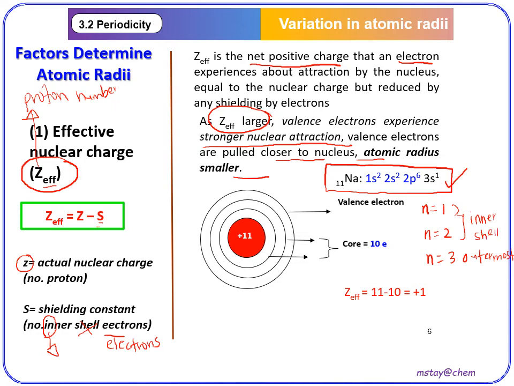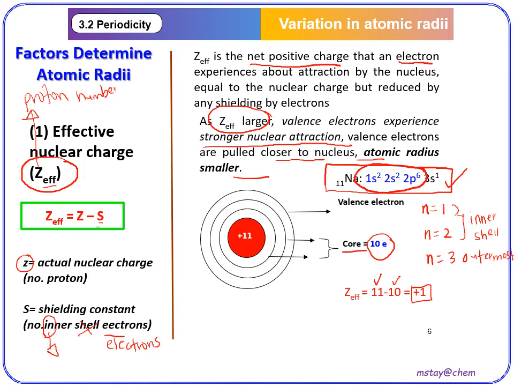So how many electrons in n equal to 1 and n equal to 2? If we look at here, total up the blue ones, 1s2, 2s2, and 2p6, which means we have 10 electrons in the inner shell. So that's why we are going to use 11 minus 10, which equals positive 1. This is the effective nuclear charge for sodium.